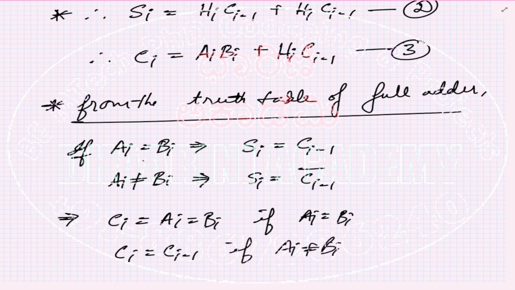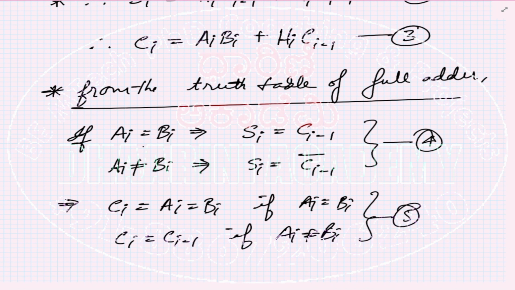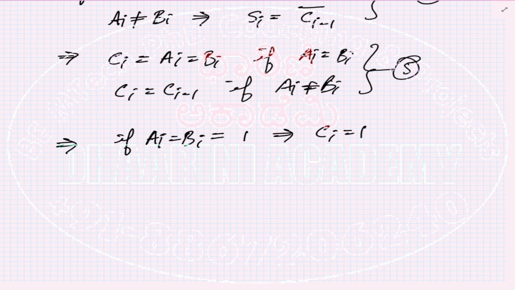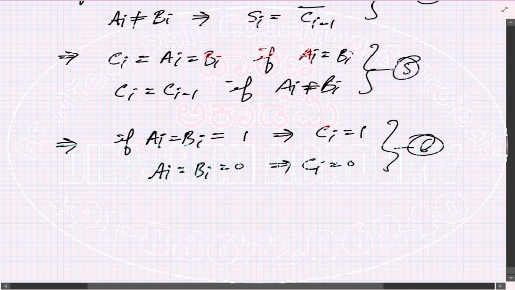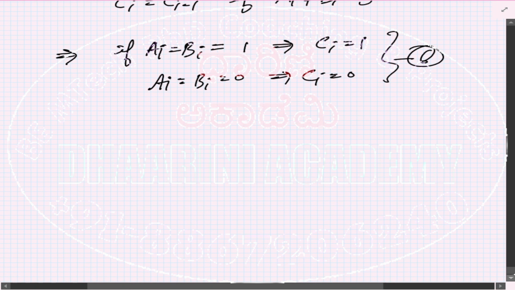Now I observe something more. Let me call this 4, these two as 5, and let me understand something more from the table. If AI and BI are the same and equal to 1, this implies CI is also equal to 1. This is the meaning of my previous statement, equation number 5. Or, AI equal to BI equal to 0 means CI is also 0. Equation number 6. Now this implementation has to be performed using our standard adder circuit. So I directly write the standard adder element.